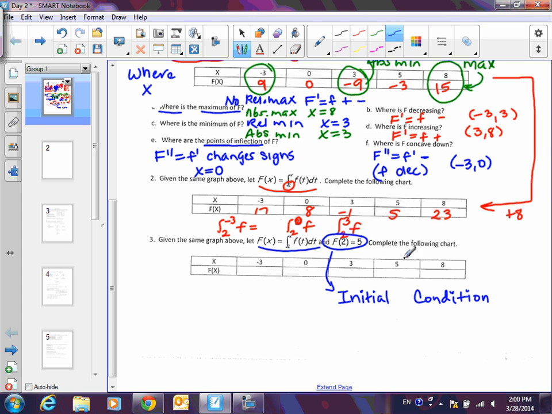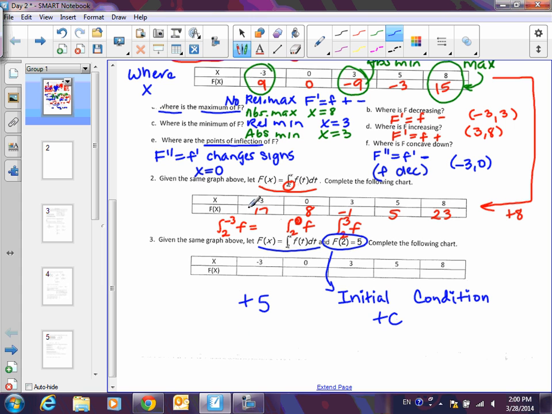It's basically what you're adding at the very beginning. This is like our plus C. Now the reason it's big F of 2 is because we're starting at 2. If we were starting at 0, this hopefully would be big F of 0. It's just wherever you start your integral, that's what you're doing. All you got to do is add 5.